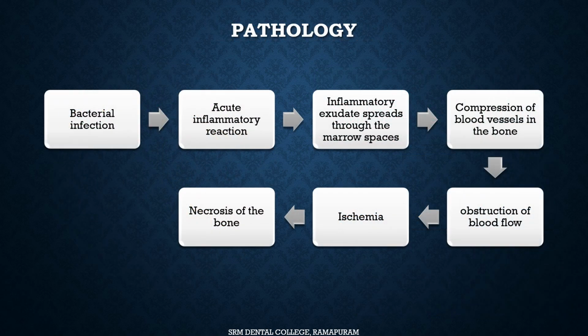So, moving on with the pathogenesis. Once the bacterial infection reaches the bone marrow, our body produces an acute inflammatory response. It produces acute inflammatory cells that try to kill off these invading microorganisms. This in turn results in the production of an inflammatory exudate. This inflammatory exudate spreads through the marrow spaces, and as more and more of it accumulates, it causes compression of the local blood vessels present in the bone. This in turn causes obstruction of the blood flow and thrombosis, resulting in ischemia. This ischemia in turn results in necrosis of a variable amount of bone.